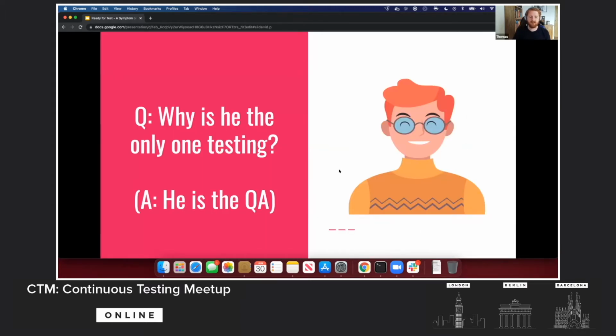And why is he the only one doing the testing? And the answer, when I speak to teams and individuals, quite often is because they're the QA. There's a problem with this idea of being a QA because it stands for quality assurance. So there's an assumption that the QA on the team should be assuring quality. They should be checking, policing quality. But hopefully, as some of us on this call might understand, being a QA is much more than that.